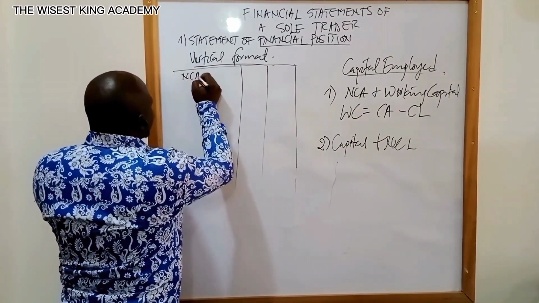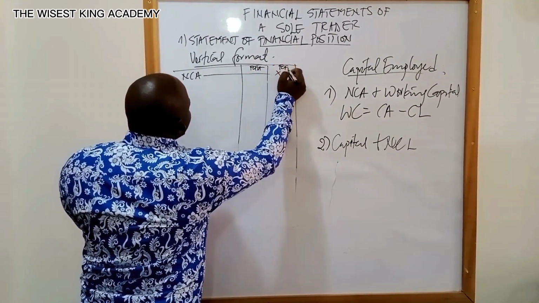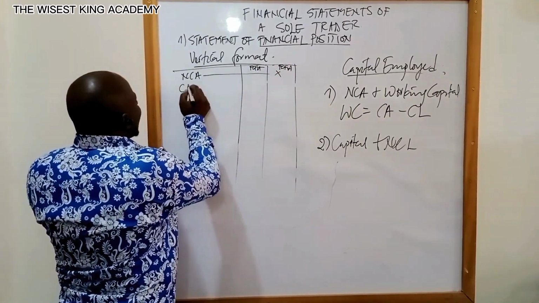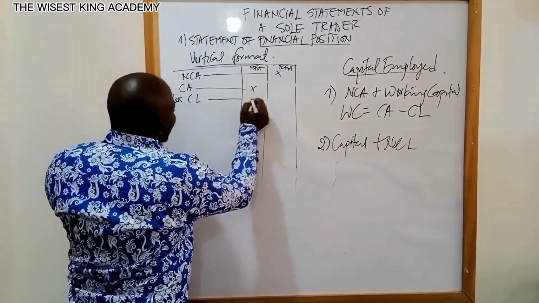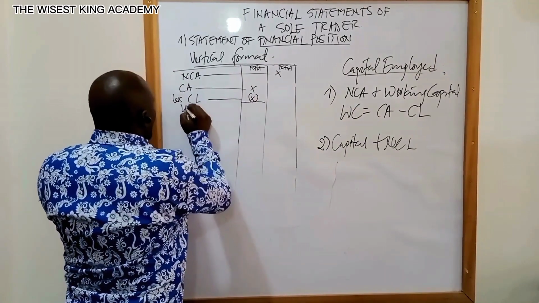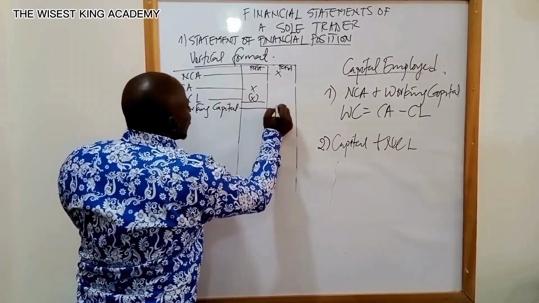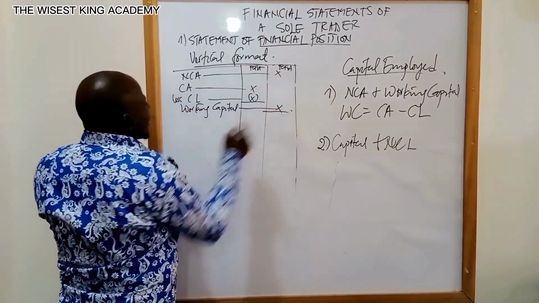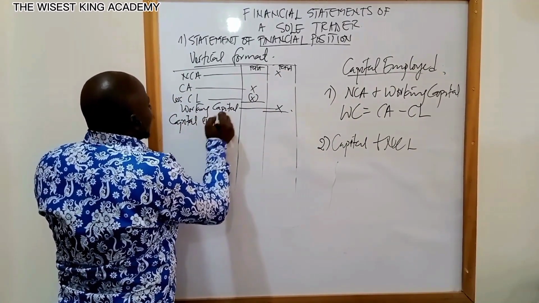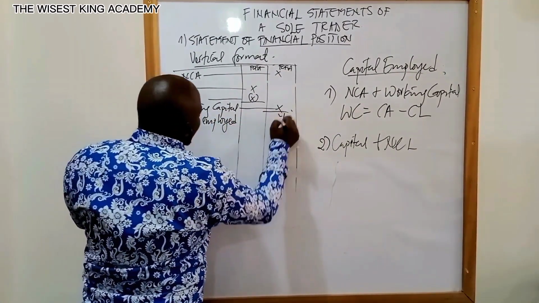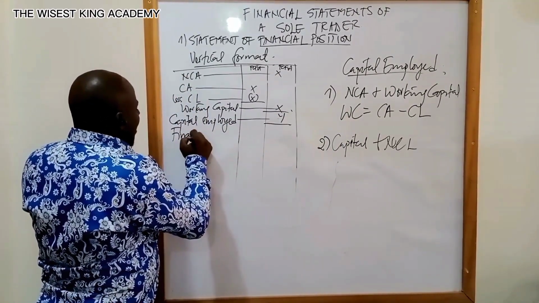now, non-current assets, let's say we have figure A. Now we have current assets, I take it down, less current liabilities, I take it down. The difference is called working capital, which I take to the last section. Now, non-current assets plus working capital give capital employed. I'll call it Y.